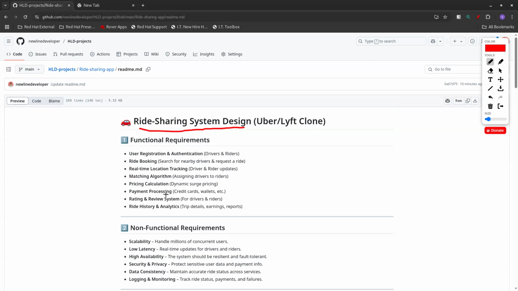Okay, and then we need a payment processing service, whether it's a credit card or UPI or wallet, any other payment things. That payment processing service we also need, and then a rating and review system for drivers and riders, and then we need some analytics service also, which helps us keep track of ride histories and trip details and earnings and reports and everything. So these are the functional requirements we need in our ride sharing systems.